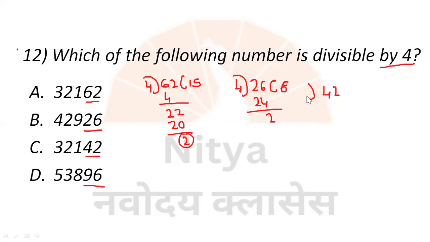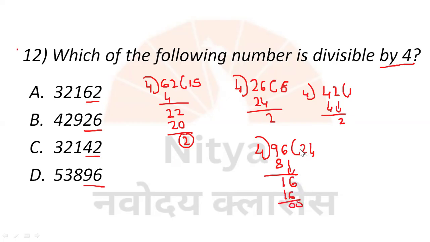Check 42. So 4 tens are 40, and this is also not divisible by 4. Okay, check 96. So 4 2s are 8, 1 remainder, and with 6 it is 16, and 4 4s are 16. It means this is divisible by 4. So 4 24s are 96. So option number D is the answer. If the last two digits are divisible by 4, then the whole number is also divisible by 4. Okay. Next.